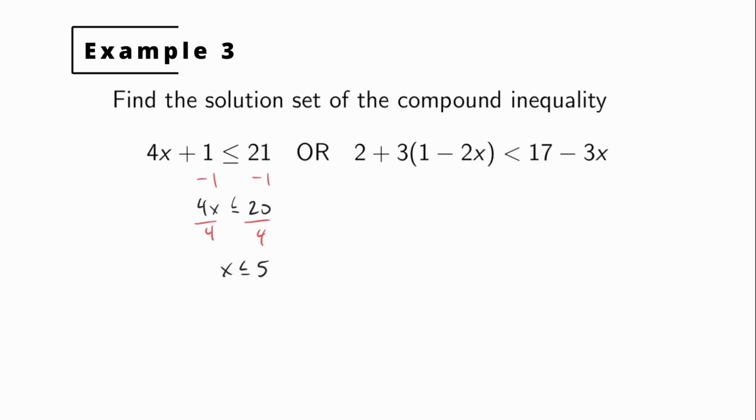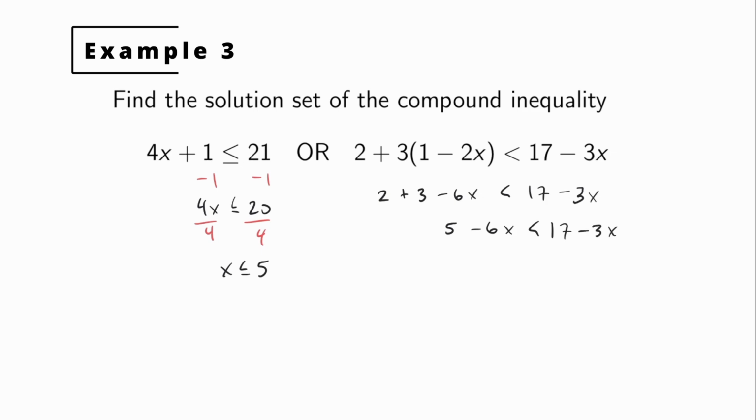Now on the right inequality, I'm sorry, we have to start by simplifying both sides. So we distribute that 3. So we get 2 plus 3 times negative 2x, which is negative 6x, is less than 17 minus 3x. So we simplify the left-hand side. We get 5 minus 6x is greater than 17 minus 3x.